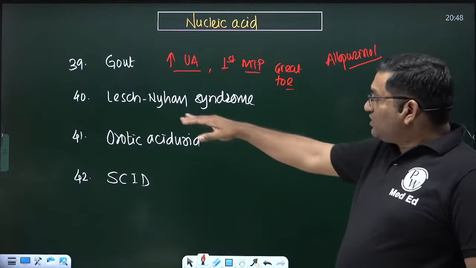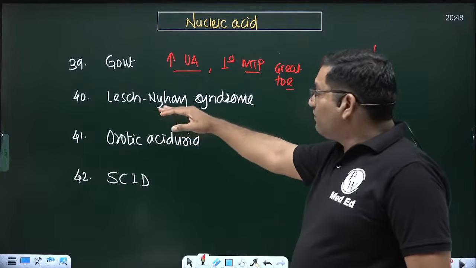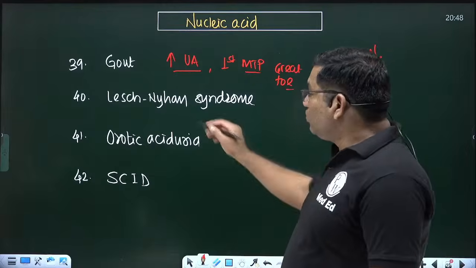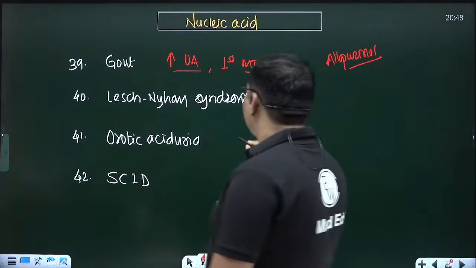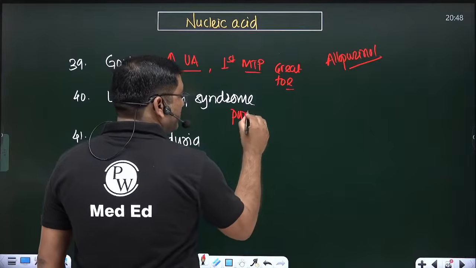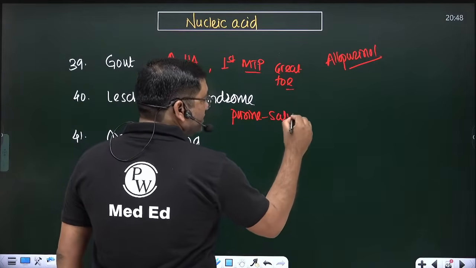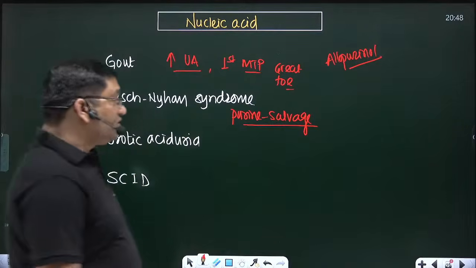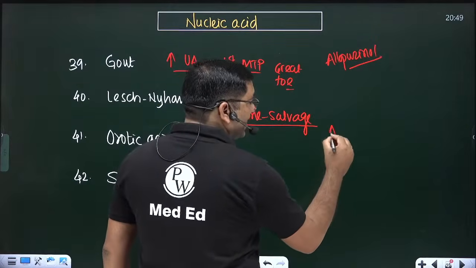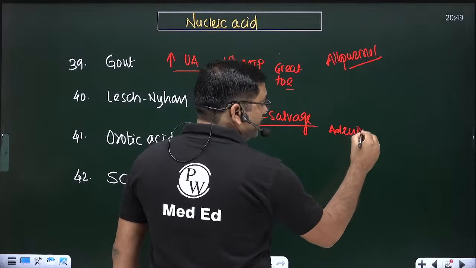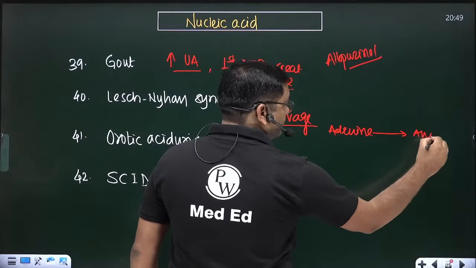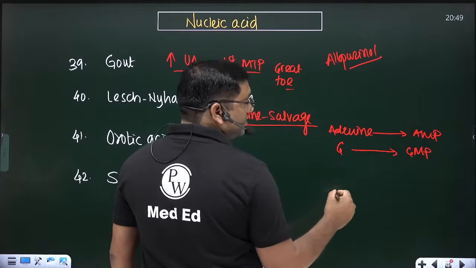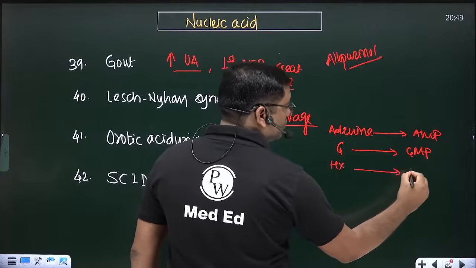Now, Lesch-Nyhan syndrome. This is an X-linked disease affecting male children, in which the purine nucleotide salvage pathway is affected. The purine salvage pathway is a direct synthesis of nucleotides. For example, adenine is converted into AMP, guanine is converted into GMP, and hypoxanthine is converted into inosine monophosphate.